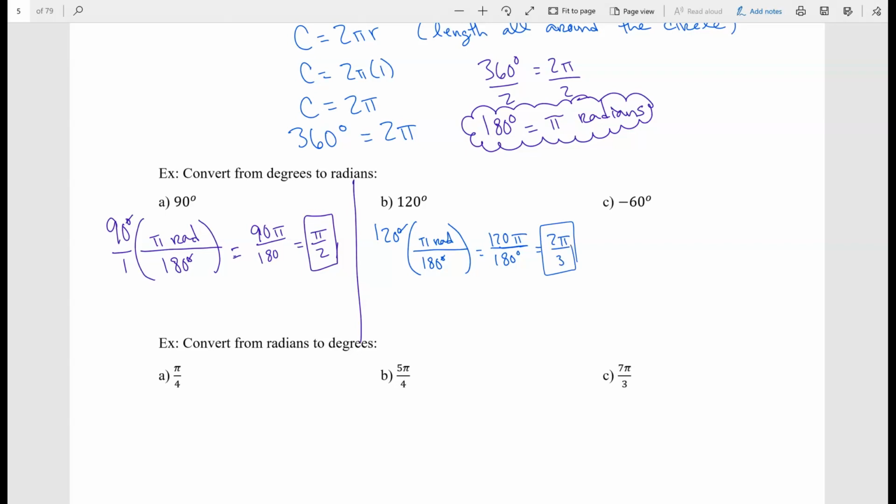Now, notice that I haven't been writing radians. You can write radians, pi over 2 radians if you want, but typically we just leave it as the angle itself, 2 pi over 3. We don't even write radians.